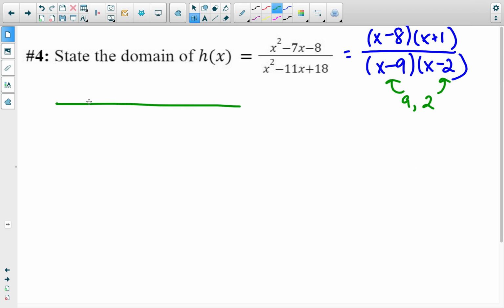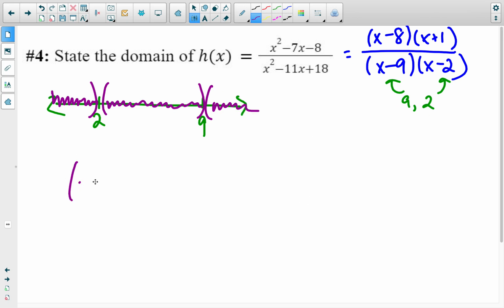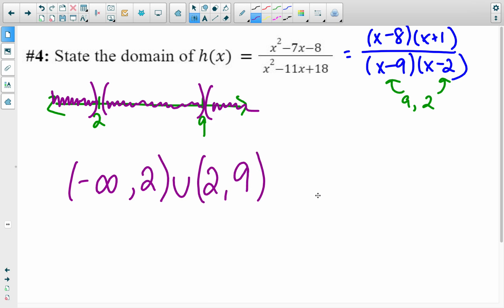Think about your number line. 2 is here, 9 is here. What values are okay? Everything's fine up to 2. Skip over 2, go up in between 2 and 9. Skip over 9, and then keep going, okay? So negative infinity up to 2, and then in between 2 and 9, and then from 9 up to infinity. That's your domain. Those are your possible x values.